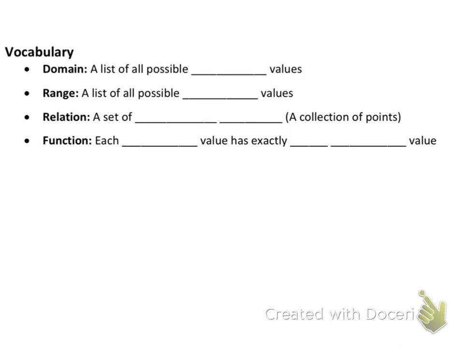The first thing I'm going to do is a relation. A relation, just think relation, you see the word relate in there, so it relates two things together. A relation is a set of ordered pairs. Now remember, an ordered pair goes x comma y. So a relation is just multiple points together.